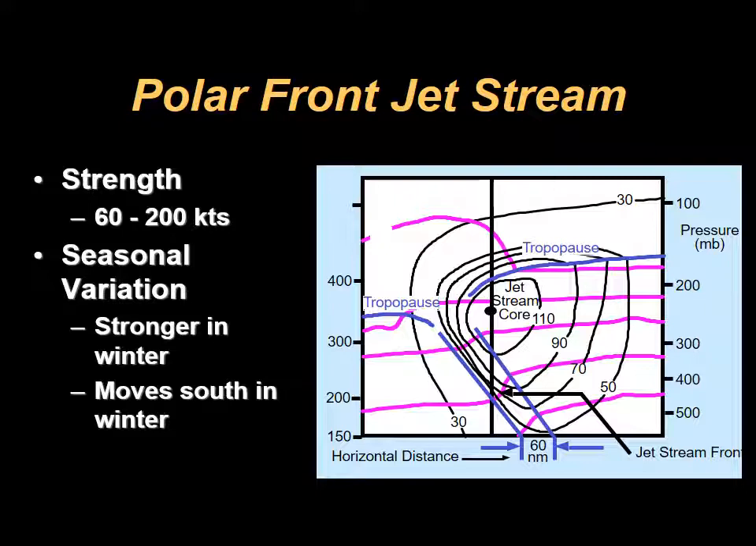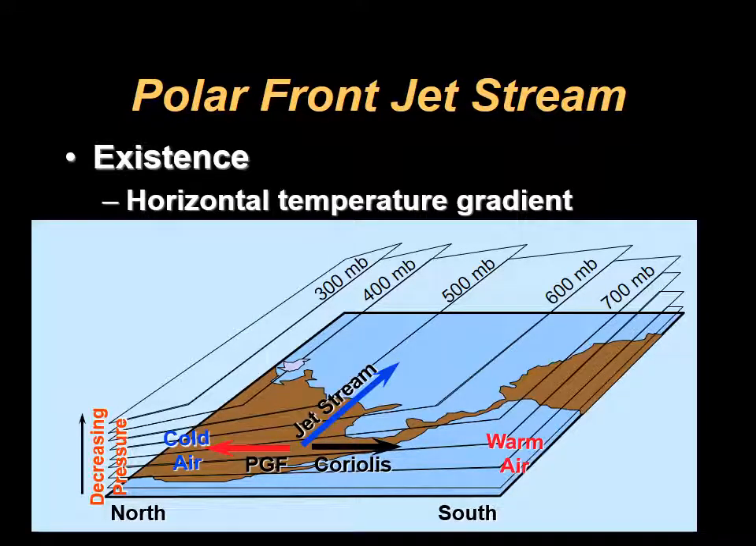Strength varies between 60 and 200 knots, stronger in the wintertime and weaker in the summer. The polar front jet stream also moves to the south in the wintertime because it's associated with cold fronts and warm fronts. The reason for the polar front jet stream is the cold air to the north up in polar locations and the warm air to the south. That causes the pressure surfaces to slope towards the North Pole. Remember, they slope the greatest where you have the greatest temperature gradient, right around the frontal locations. So where you find fronts, you also find strong winds in the upper levels of the atmosphere.